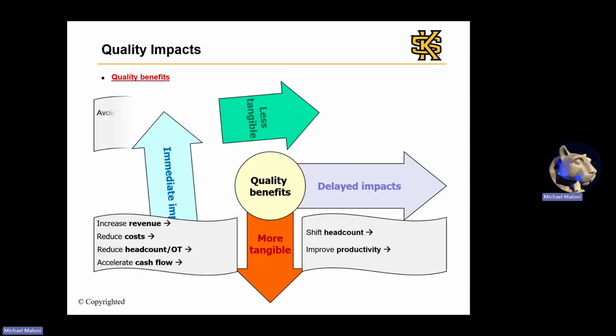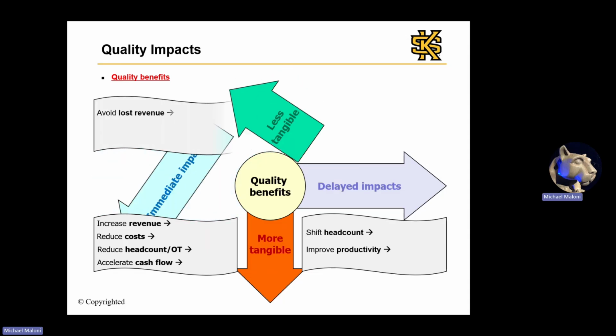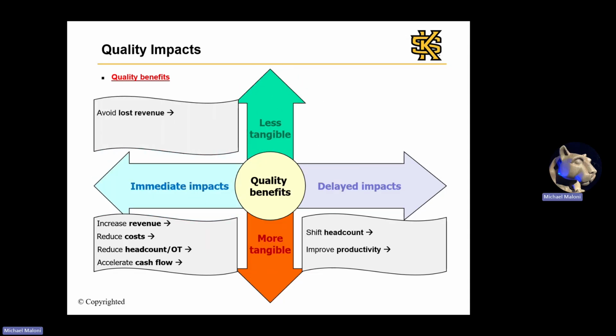Then less tangible, meaning difficult to measure, but immediate quality benefits include avoiding lost revenue, such as reduced lost sales from dissatisfied customers. And we can also avoid costs, such as stopping internal and external failure costs.